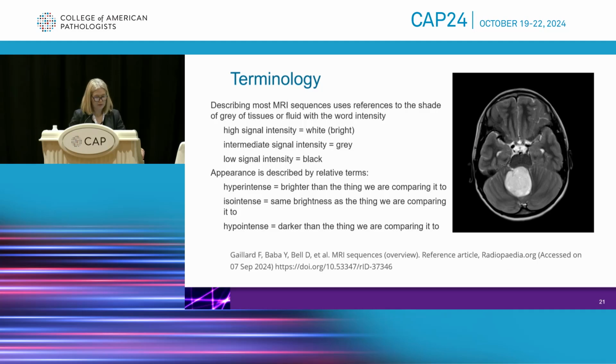All right, a little bit about terminology. When describing an MRI, it's all relative. We talk about signal. A white signal is a bright signal, which I'll be talking about a little bit later. Intermediate is gray, and a low signal intensity is black. When you describe appearances, you talk about relative intensities. So this white lesion is hyperintense to the brain, gray and white matter here, and hypointense would be a black lesion relative to this material. So you hear hyperintense, isointense, and that's what these terms mean.